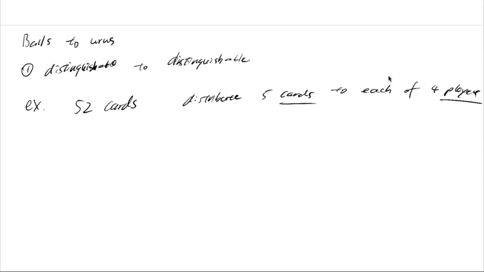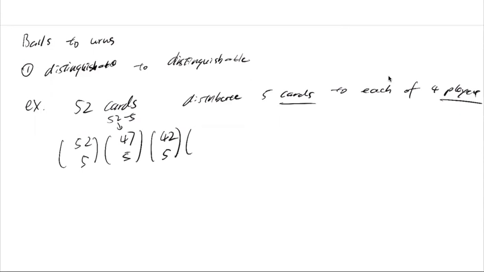So the way we do that is to first choose 5 out of 52 cards for the first player, and then for the remaining 47 cards, which comes from 52 minus 5, we choose 5, and for the remaining 42 cards, we choose 5 for the third player, and for the remaining 37 cards, we choose 5 for the fourth player.